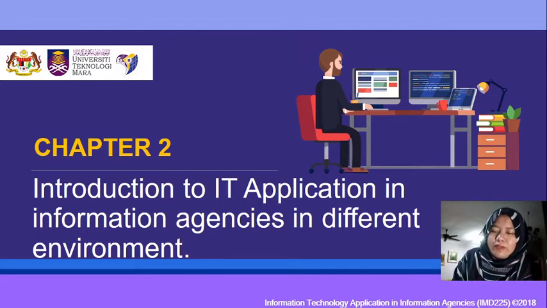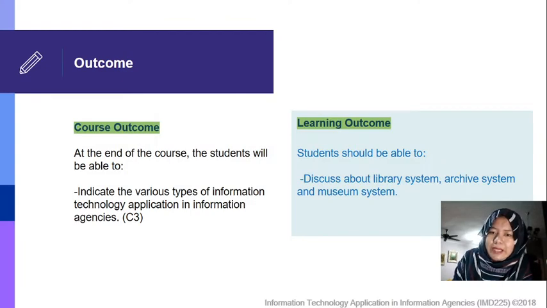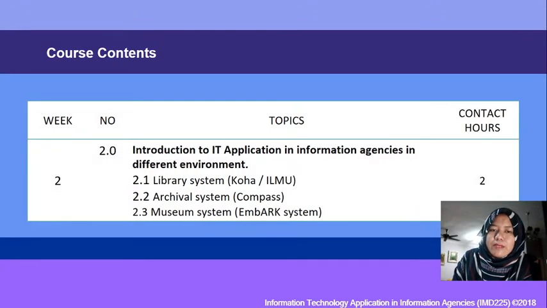So for today we are going to look at the systems that are used in library, museum and also archive. At the end you should be able to explain or discuss what a library system is, what an archive system is and what a museum system is. Normally we have different systems being used in libraries especially, but for today we are going to look at Koha or ILMU. For archival we look at Kompas, and for museum we look at the eMarc system.